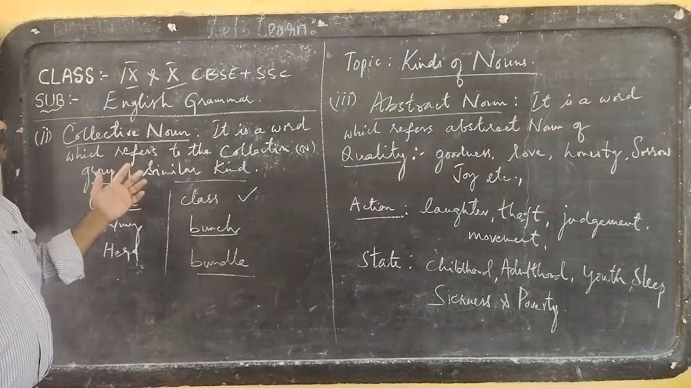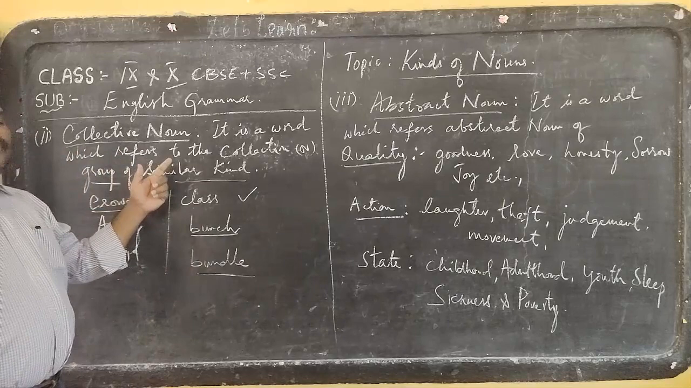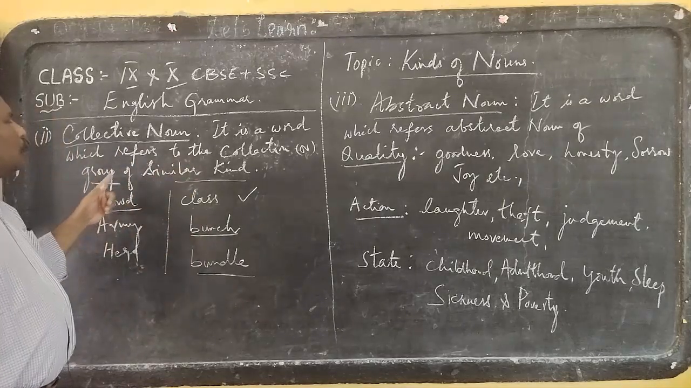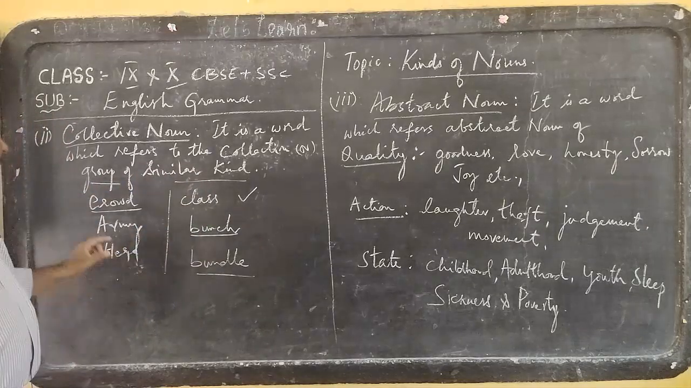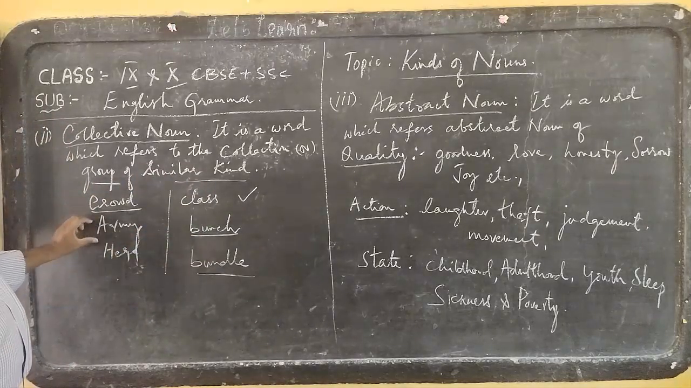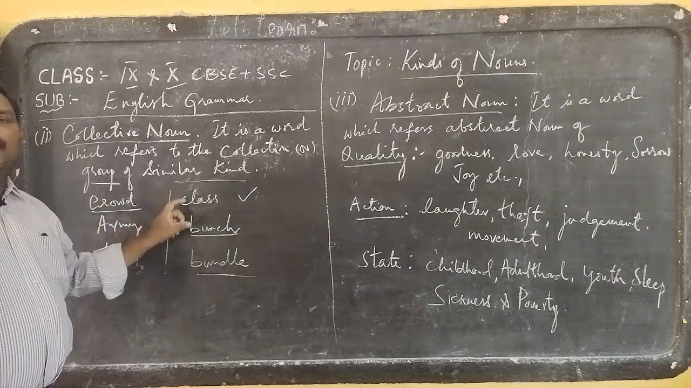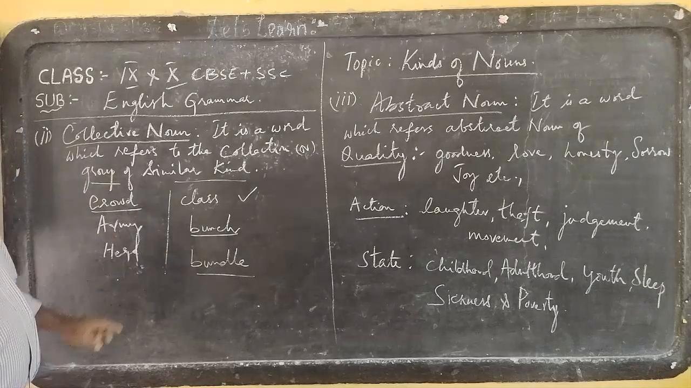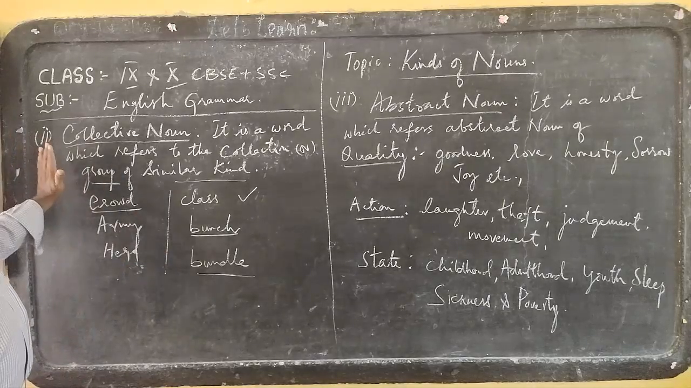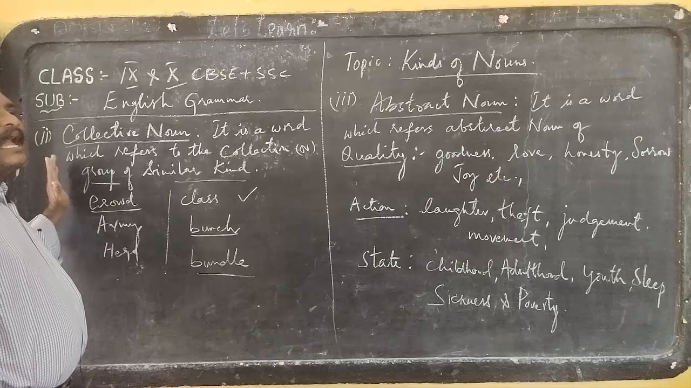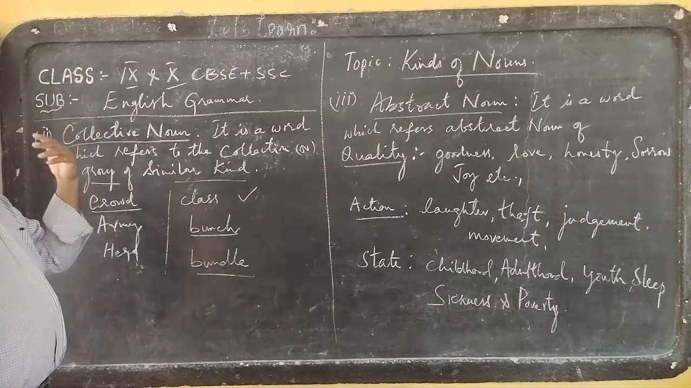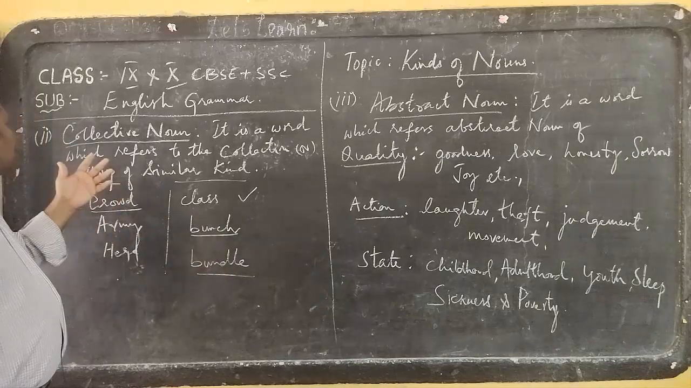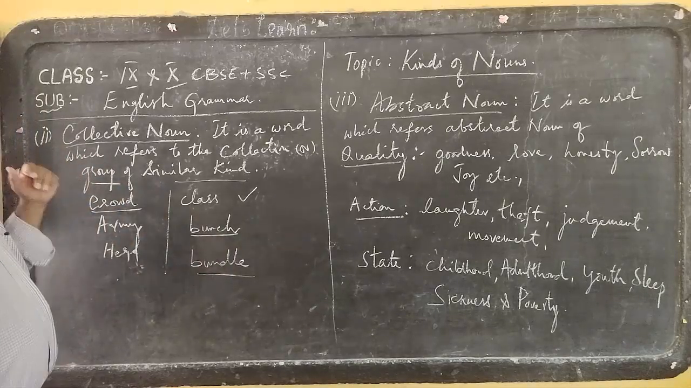A collective noun is a word which refers to the collection or group of similar kind. The group of similar kind. So these are the collective noun words we generally use in our English language. So this is the second kind of noun. We learned yesterday what a noun is. We learned yesterday what a proper noun is. The second noun is collective noun.